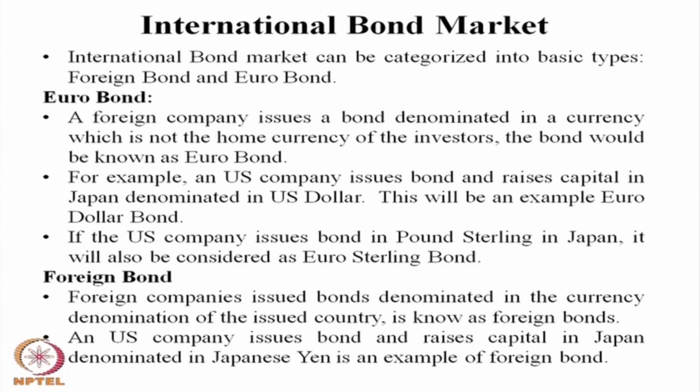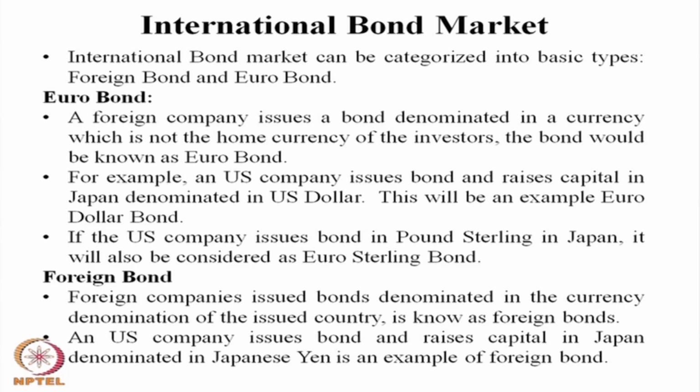Similarly, if a company issues a bond in pound sterling in the Japanese market, it will be a euro sterling bond, because pound sterling is a currency raised by the US company in the Japanese market. Similarly, a US company raising a bond in US dollars in the Japanese market will be a euro dollar bond. Similarly, if an Indian company issues a bond in the US market, we can call it a euro dollar bond.